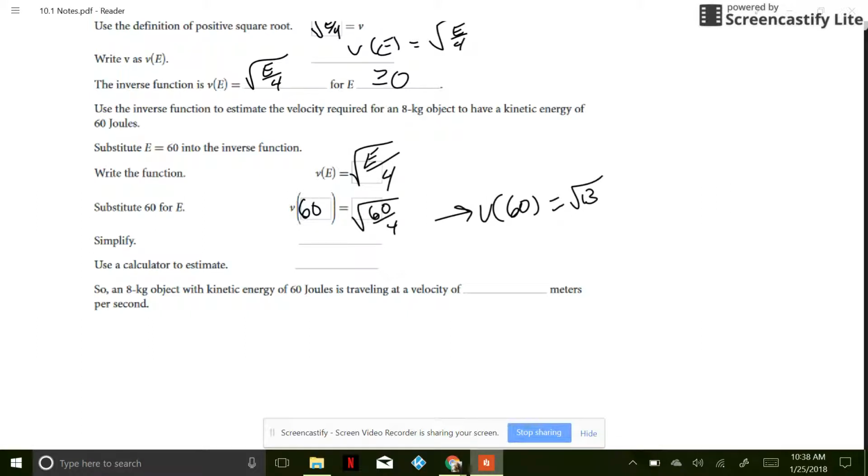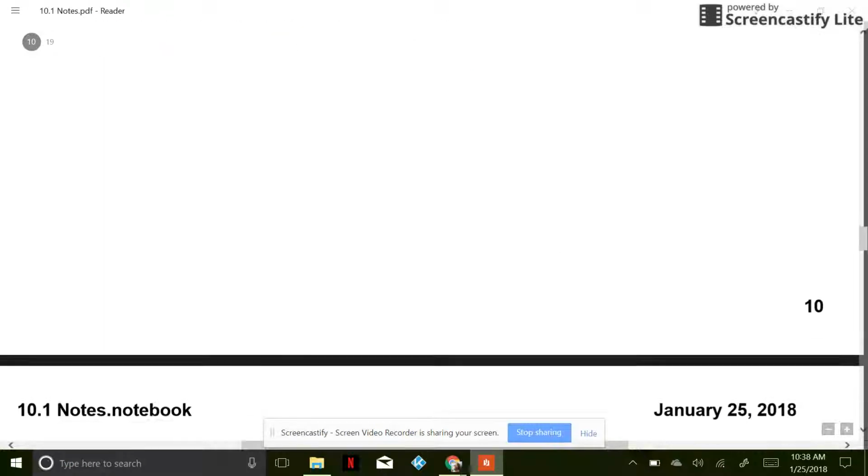And so then you can use your calculator. That might be 15. 15 makes much more sense. My writing is bad. I apologize. 15, not 13. You can use your calculator to find the square root of 15 to get an estimation of about 3.9. So an 8 kilogram object with kinetic energy of 60 joules is traveling at a velocity of about 3.9 meters per second.